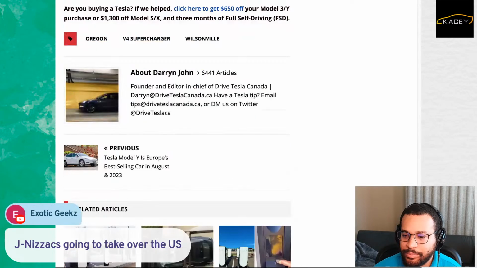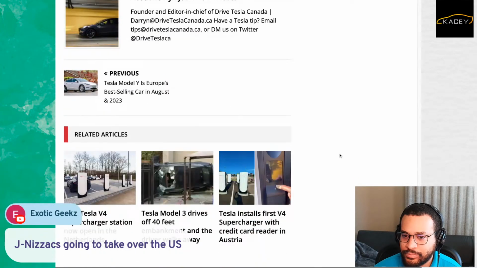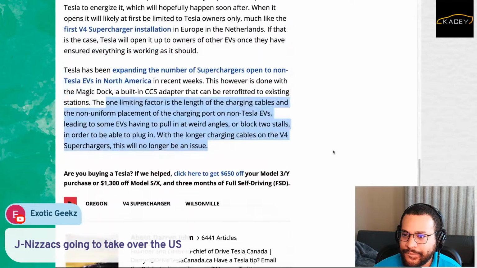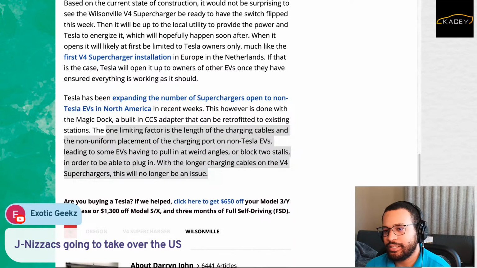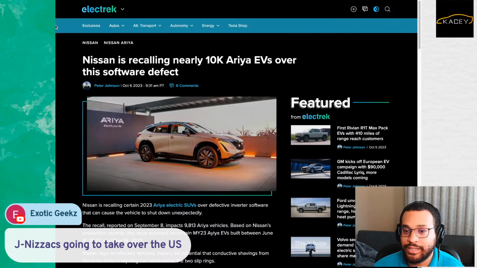Let's see, any comments on this one? I don't see any. All right, next up, I promised you a recall. This is the second recall for the Nissan Ariya. So what we're looking at here is Nissan's recalling nearly 10,000 Ariya over this software defect. And no, they are not doing an over-the-air update. And I argue that this should not just be a physical recall, but they should kind of redesign some stuff. Let's get into this one.